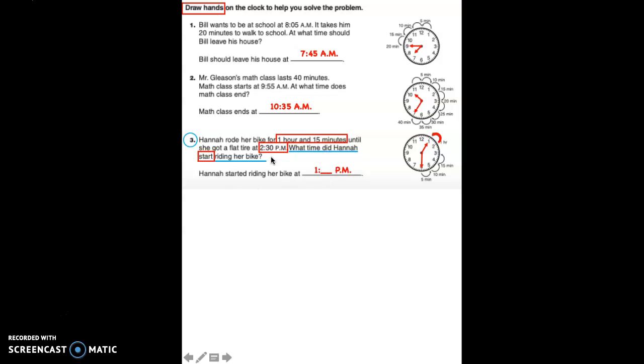Now I need to go back another 15 minutes, which means I'm going to move the minute hand back 15 minutes. So let's count. 5, 10, 15. Which leaves my minute hand pointing toward the 3. Now I can count starting at 1 by 5s. 5, 10, 15. So I know Hannah started riding her bicycle at 1:15 p.m.